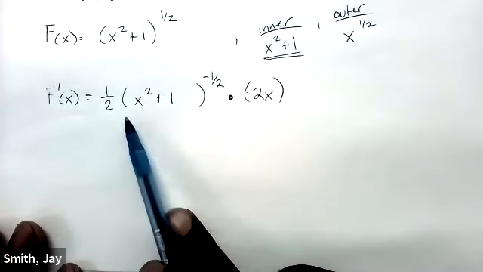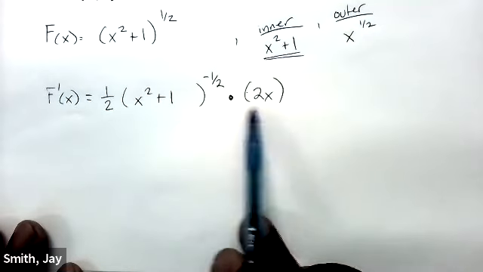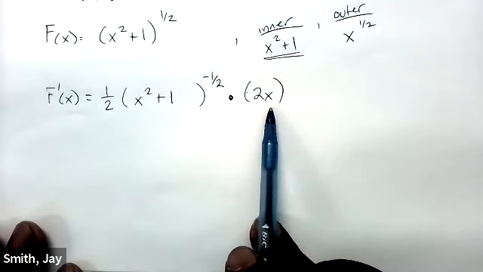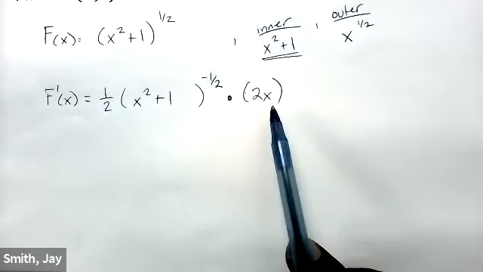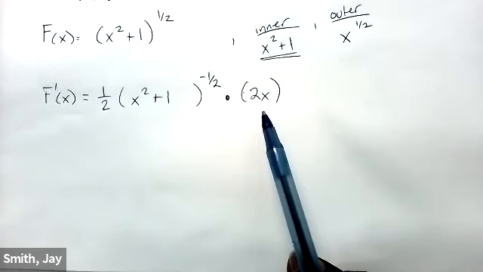All right. So we've applied the chain rule appropriately here. Now we just need to look to simplify if possible. Any questions on how we got 1/2 times x squared plus 1 to the negative 1/2 power times 2x? Yes, ma'am.